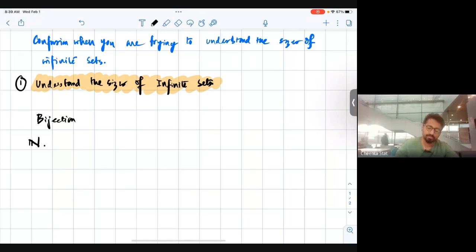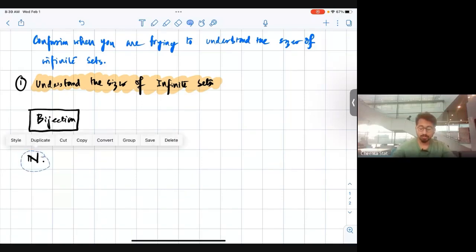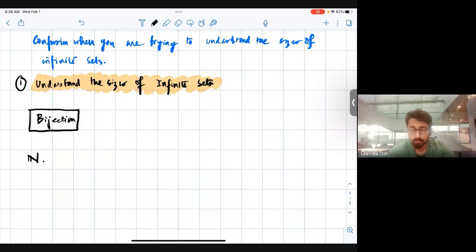So I have asked you to revise about bijection. Can someone tell me the definition of bijection? Raise your hand if you want to answer. It's okay. You can be wrong. You can be right. It's okay. I will not scold you. I've made many mistakes too. So anyone who wants to share their knowledge on bijection? What is a bijection? 1 to 1 and onto.